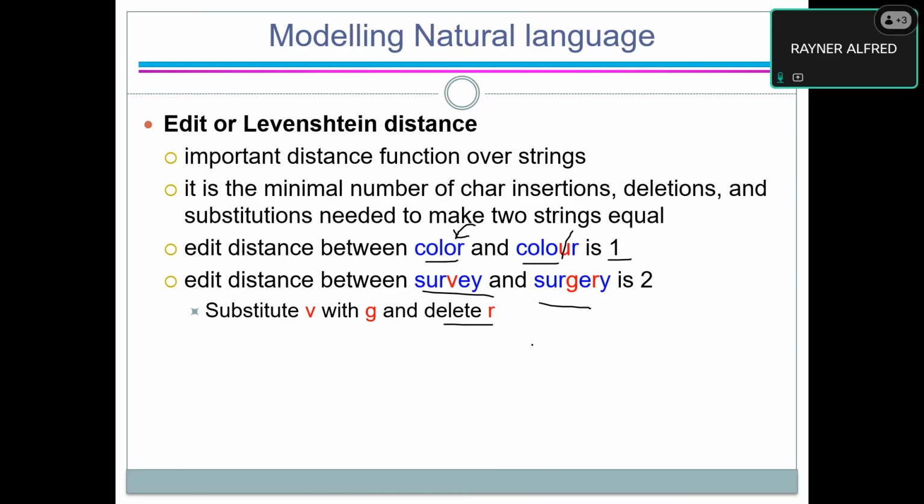Okay, so then we can have similarity here. This one depends on the number of operations that we use in order to make them the same. So the lower the number of operations, the more similar they are. Okay.